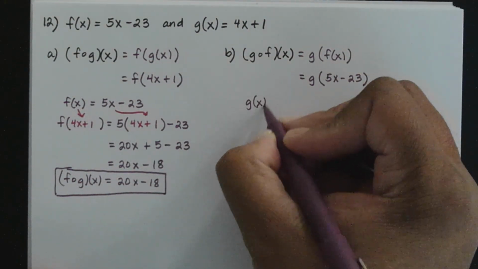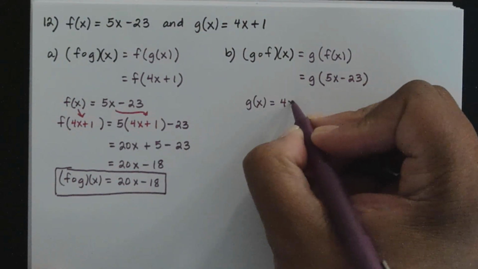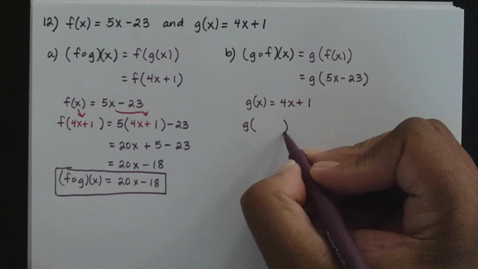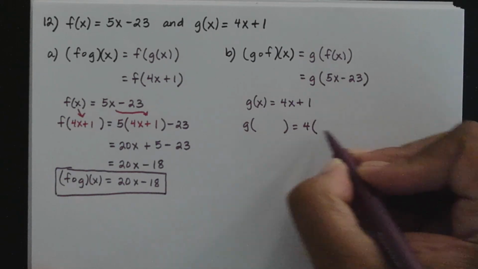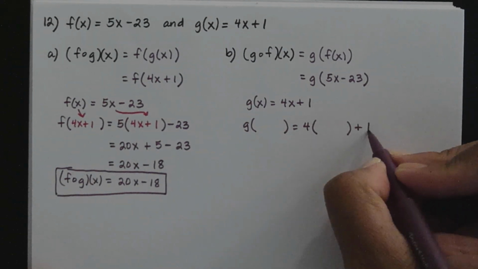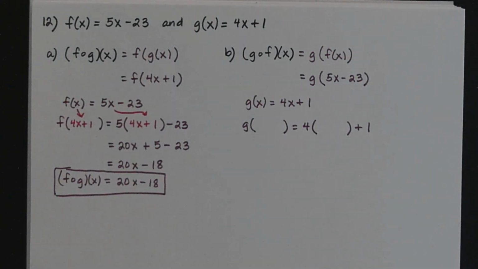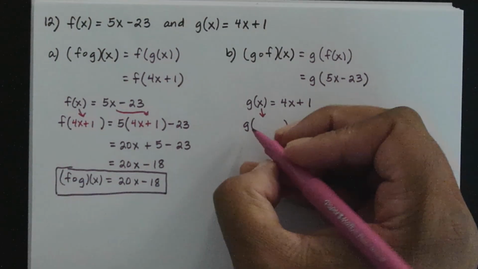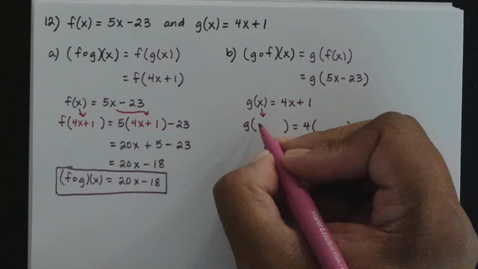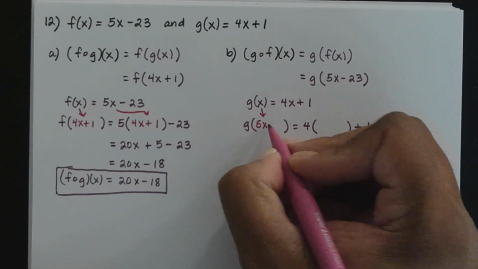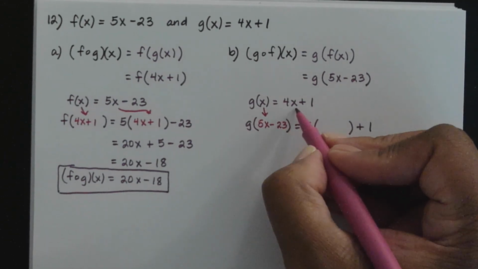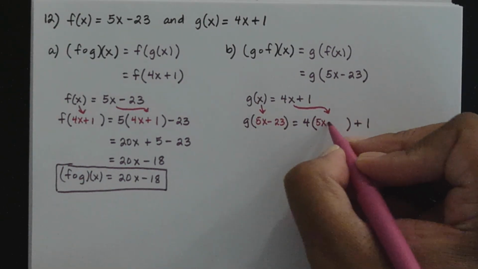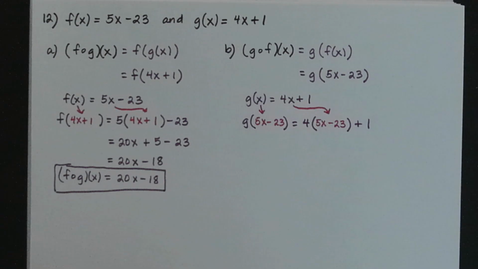But of course, your g of x is that 4x plus 1. So for every x in g of x, I'm going to replace it with what f of x is. So that means here, this x in the g of x notation will be replaced with f of x, which is 5x minus 23. And in the 4x plus 1, that x will be replaced with 5x minus 23.